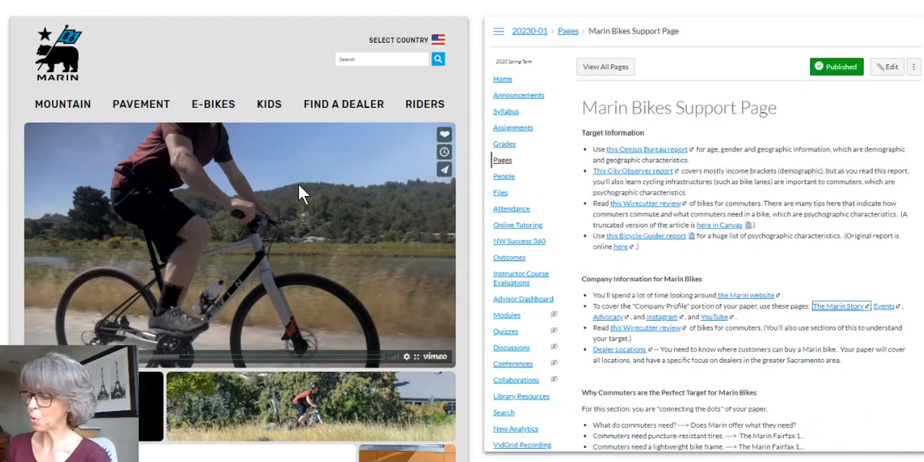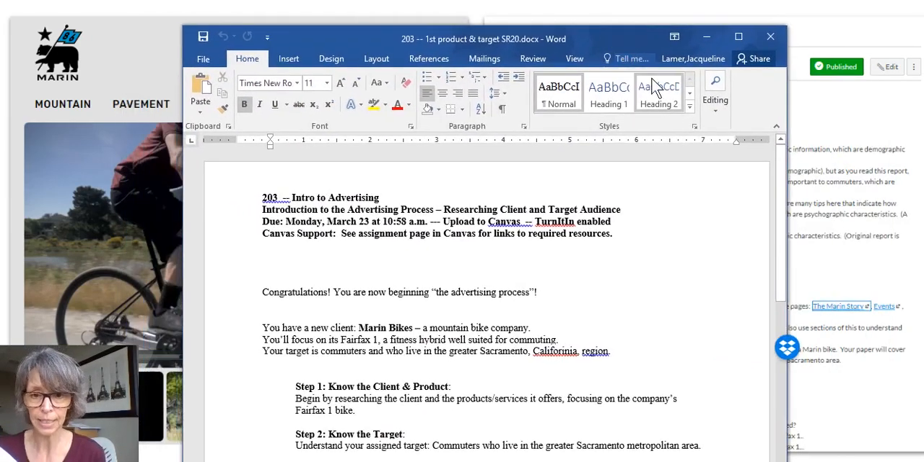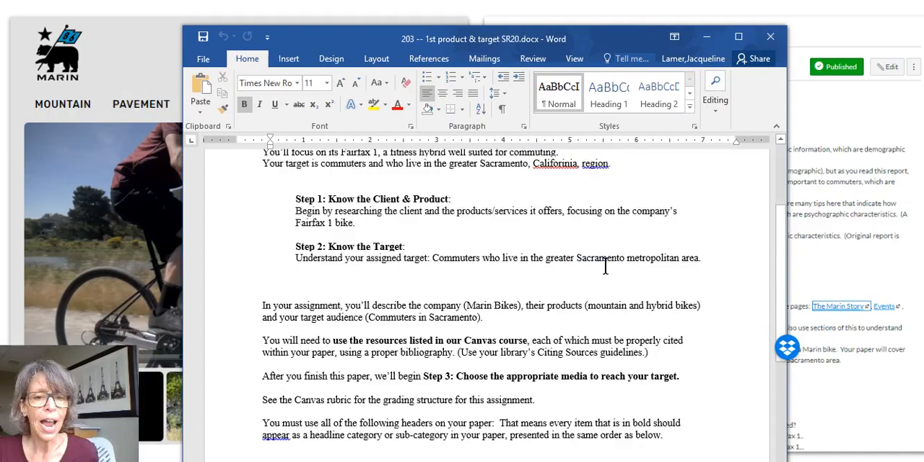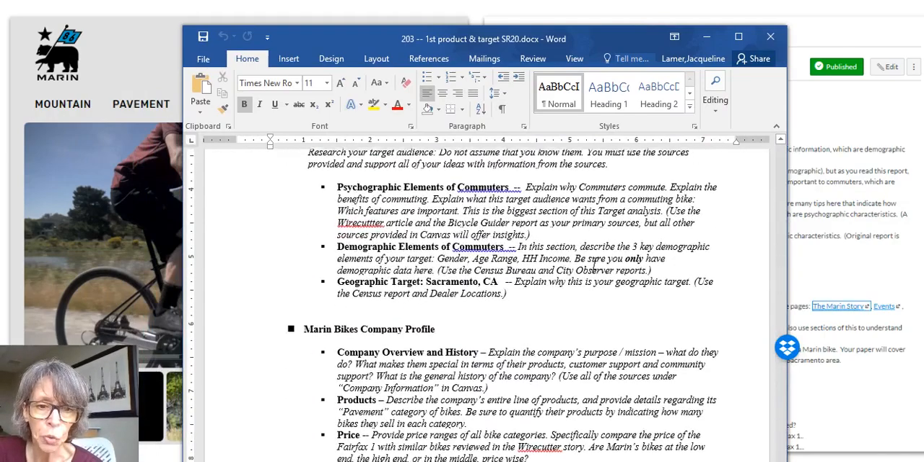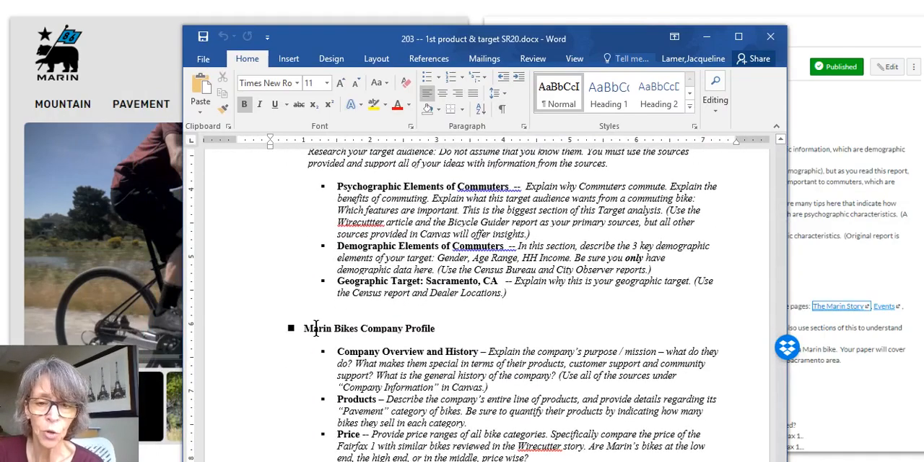So we're working on step 1, which is know the client and the product. So for your assignment, you are asked to get to know your client. And if you notice on the assignment sheet, here, let me pull it in this way. This is a little bit easier to see here. I have your step 2, or your step 1, know your client.